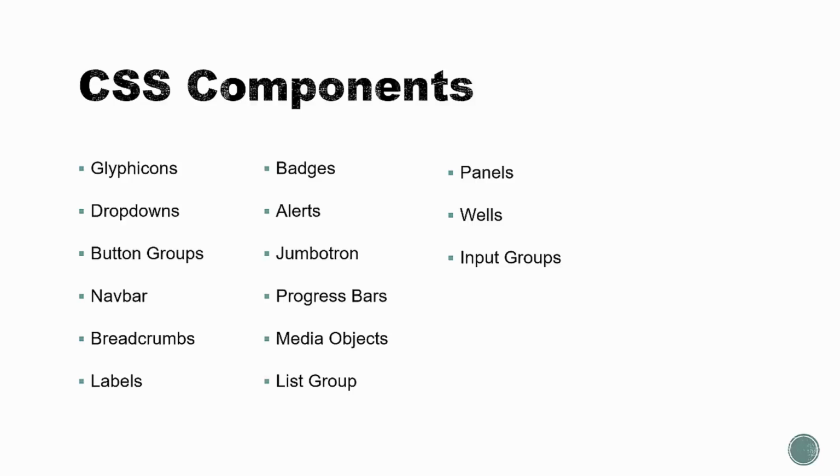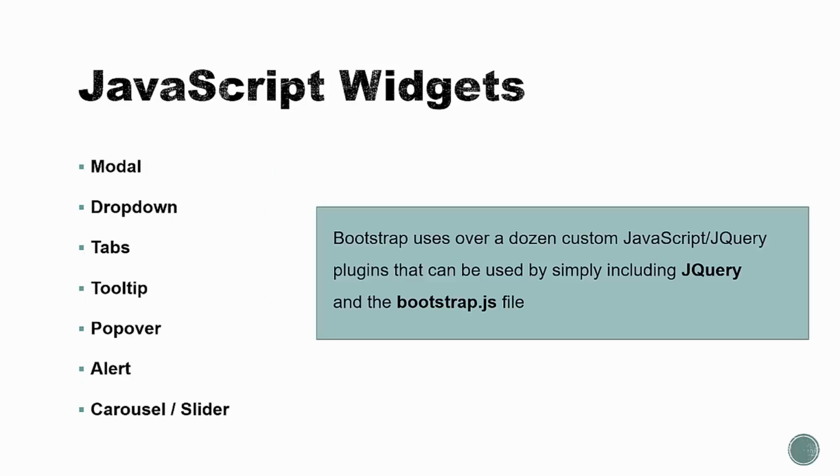A jumbotron, which is basically like a big showcase area that you would have on your landing page. Progress bars, media objects, which can be used in things like blog posts or news articles. List groups, which are used with unordered lists. Panels, wells, which kind of give you a background and a header, and then input groups. Alright, so these are just some of the components that we'll be going over in this section.